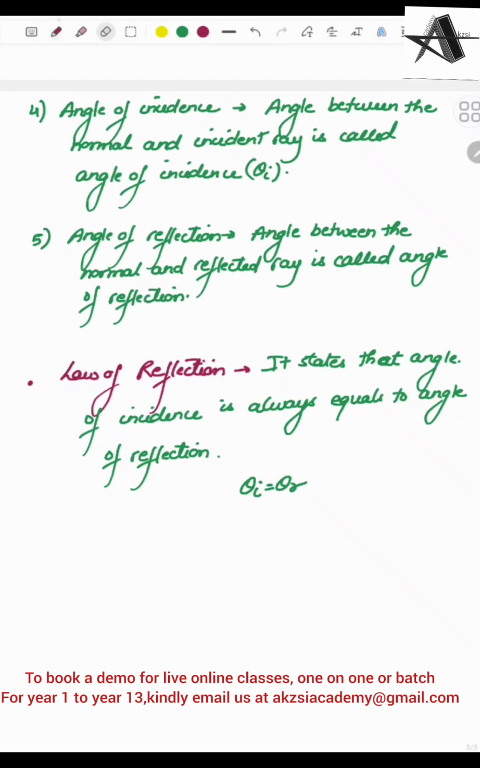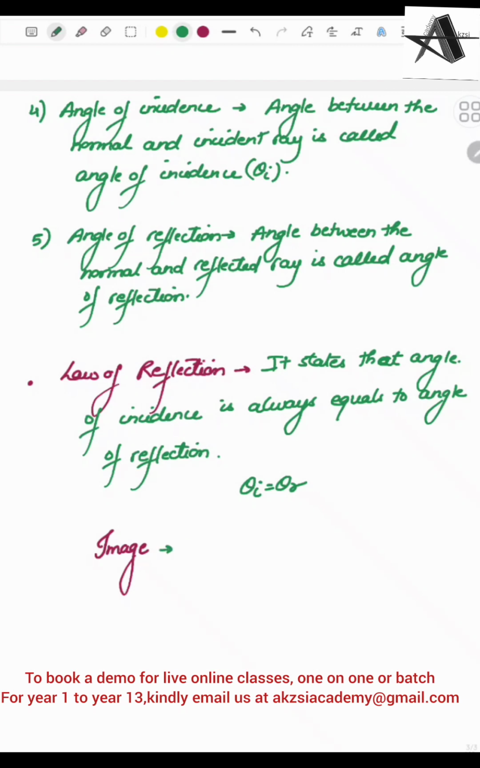Now, let me see what an image is. When you see yourself in a mirror, you see your image. When you see yourself in water, you see your image. So it's basically the reflection. And how exactly are these images formed? When the reflected rays meet at one point. So how can I define an image?